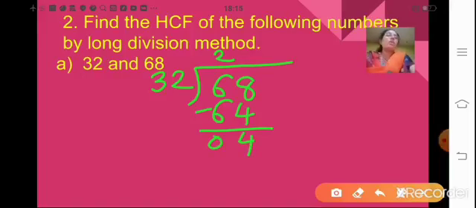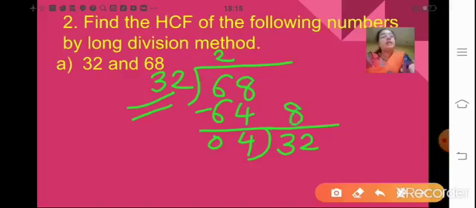Now this 4 will become my new divisor. And what will be my dividend? 32 will be my dividend. Now 4 how many times is 32? 4 eights are 32. Now are you getting the remainder as 0?